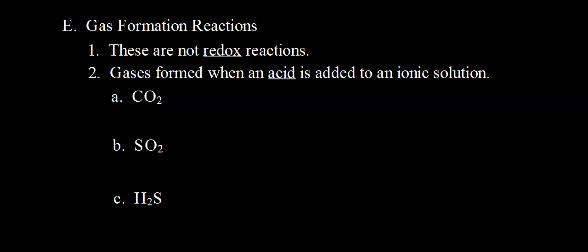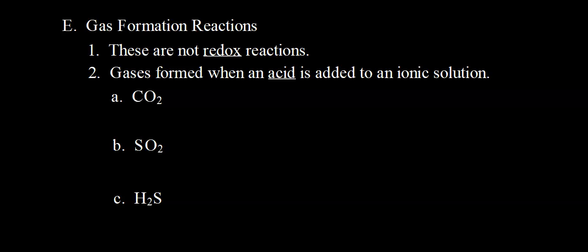There are going to be four gases that we'll talk about, four gases that can be produced in a double replacement reaction. First one is the formation of carbon dioxide. And so what I'm going to write in the notes is the net ionic equation for the reaction. So here's how it works.